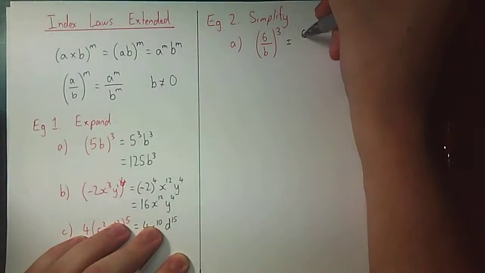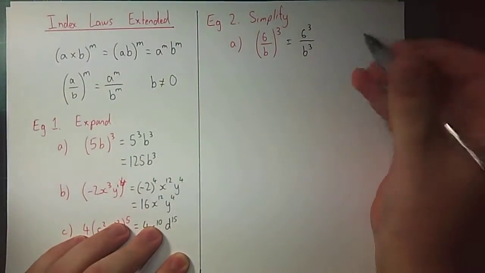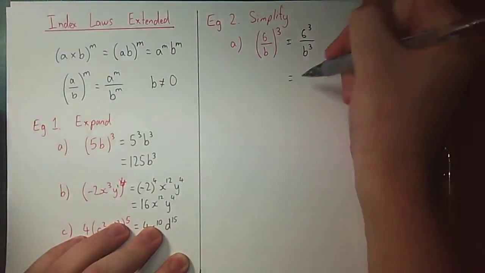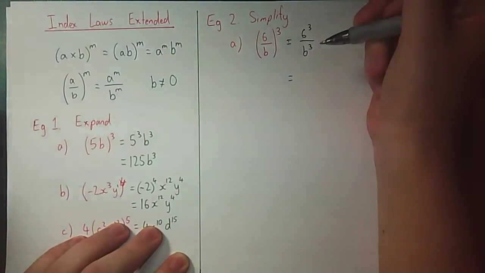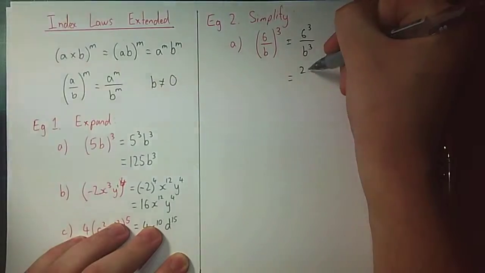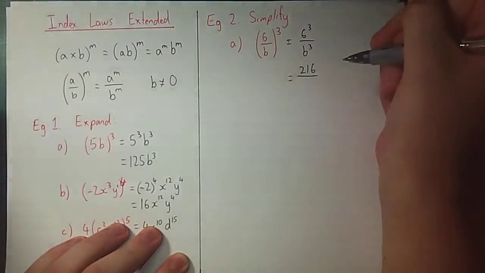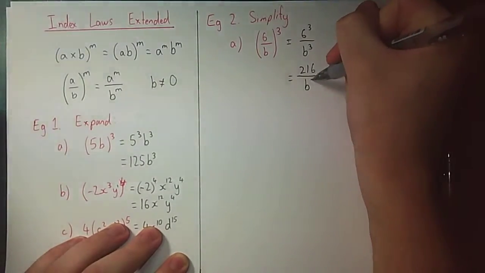We're going to have 6 to the power of 3 on top and B to the power of 3 on the bottom. Now we can simplify that a bit further. If you type 6 to the power of 3 in your calculator, it's going to give you 216, so that's going to be a number on the top, and then B to the power of 3 on the bottom.